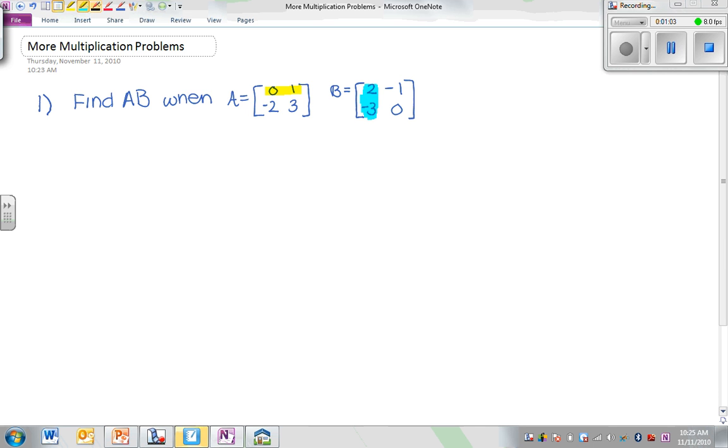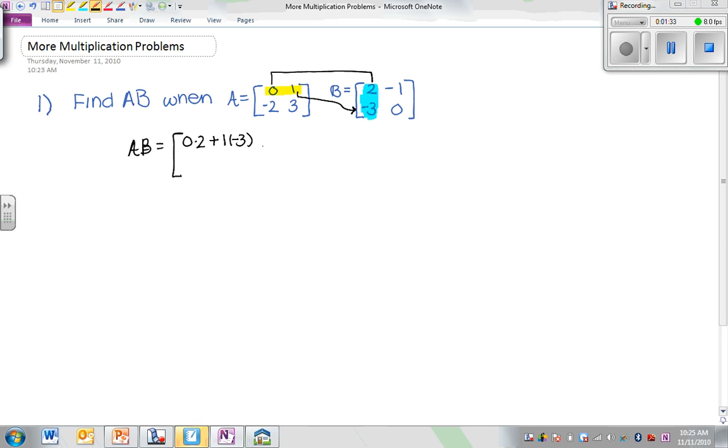Okay? So when you multiply them, you take the row and you multiply it by the column. All right? So AB is equal to, you take the first entry in the first row and multiply it by the first entry in the first column. So it's going to be 0 times 2. Then to that you add the second entry here and this one here. So it's going to be 1 times negative 3. Okay, so that's going to end up being the first entry in that column.